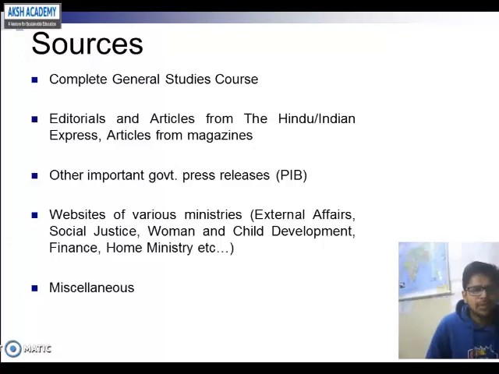So next are the websites of various ministries like External Affairs, Social Justice, Women and Child Development, Finance, Home Ministry, etc. Basically look for major policy decisions which are taken by these ministries. And miscellaneous. Under this, all the sources or material which you find interesting or relevant are covered. It's a very wide basket, so it completely depends upon your understanding and perception.